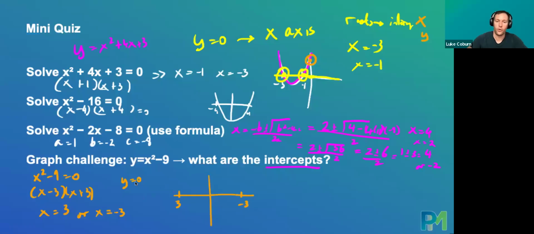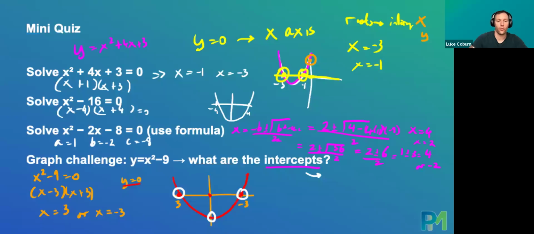And so when y is equal to 0, that's 0 for y, and so that's the x-axis. That's the first one. And we have a plus, so it's a U shape, so it goes like this. So we have the roots, which are the intercepts with the x-axis. Here they are. But we're missing an intercept, and that's the intercept with the y-axis, that one.